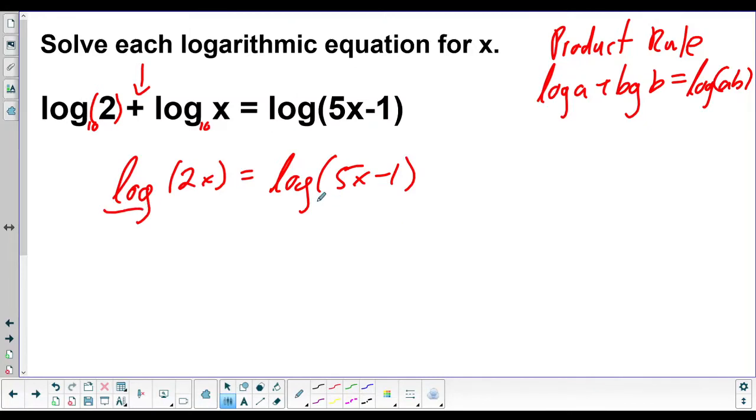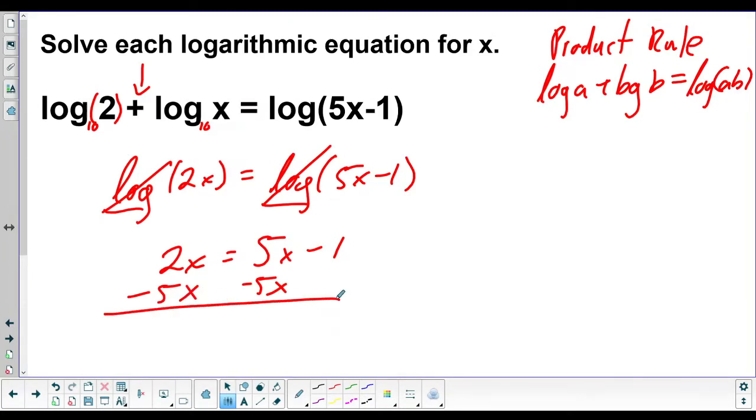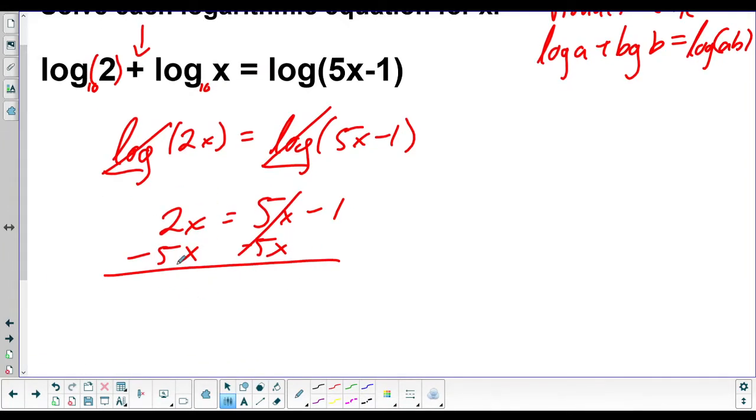Now we have log of something equals log of something. So we cancel our logs and set the arguments equal. So 2x equals 5x minus 1. Let's move the 5x over. So we'll subtract 5x on both sides to cancel. So we have negative 3x equals negative 1. We divide by negative 3 on both sides. And negative 1 over negative 3, the negative cancels the negative. So this is just 1/3 for x.